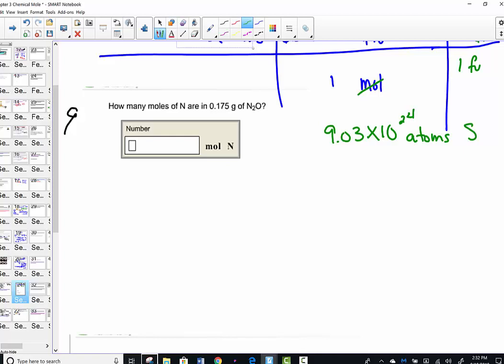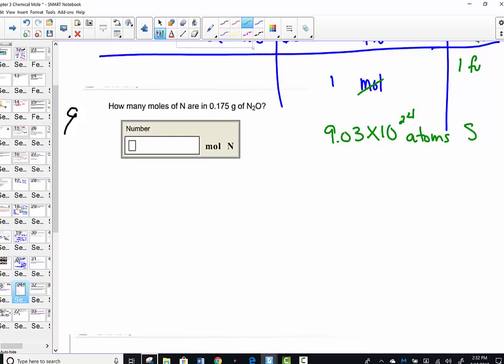Number 9 allows us to practice that same skill, and you'll see this one on your Sapling. So let's set this one up as well. Same skill. How many moles of N are in 0.175 grams of N2O? There is a clue there that lets me know that there's 2 conversions involved. What does that clue look like? What's the trigger to let me know 2 conversions?